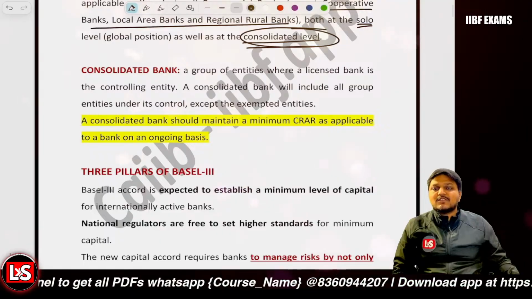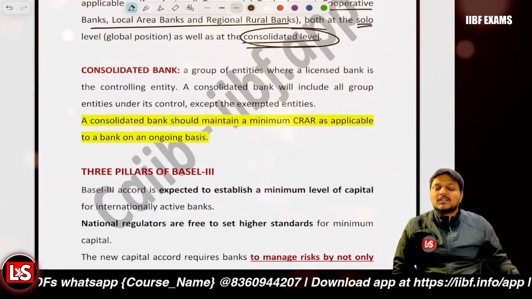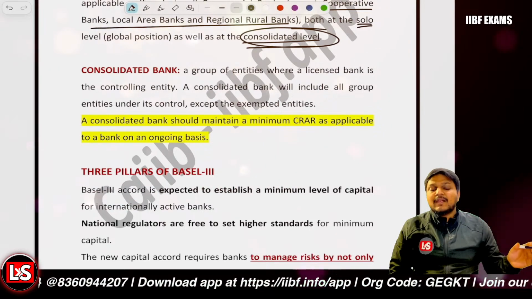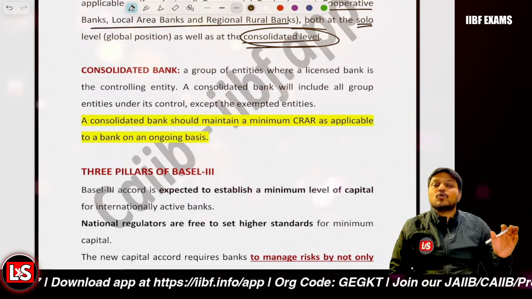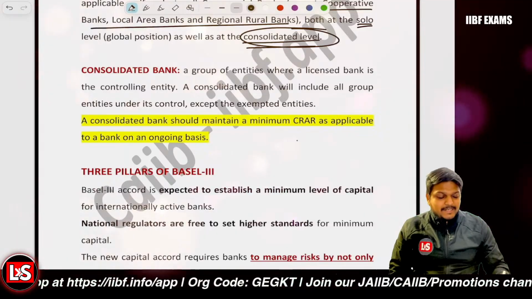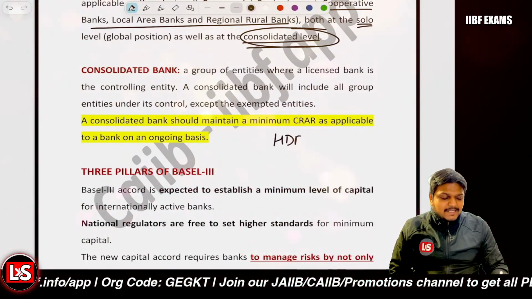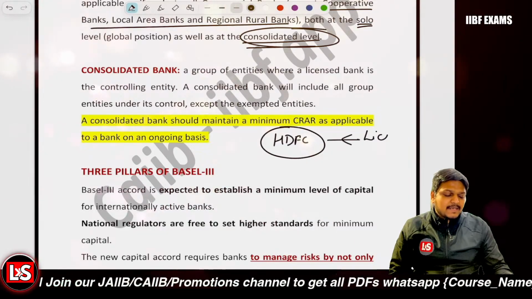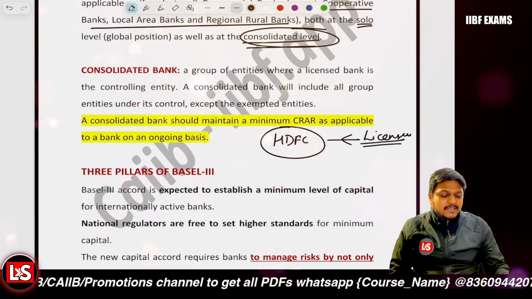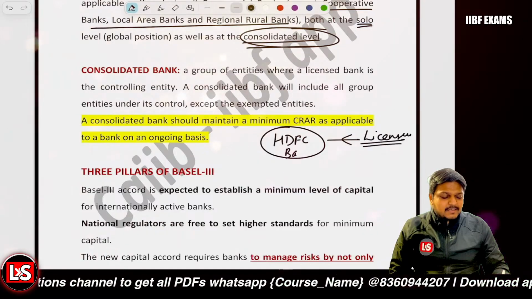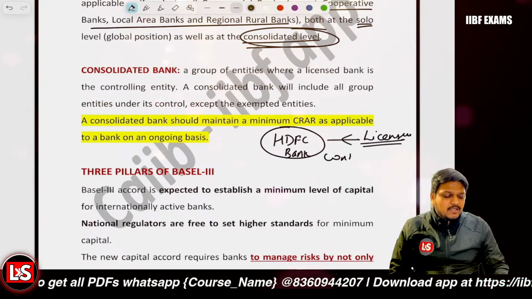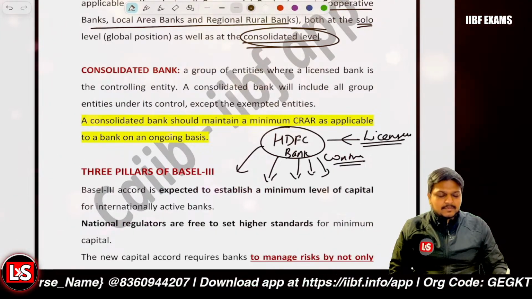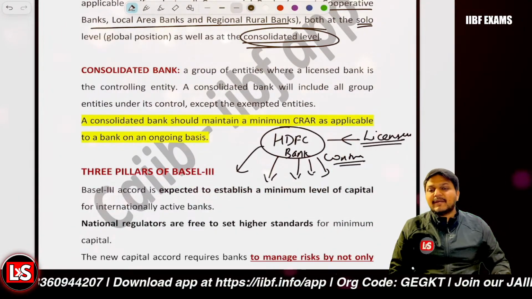Now, what's the definition of the consolidated bank? Consolidated bank means a group where a licensed bank is a controlling entity. So let's say we are talking about HDFC. HDFC Bank is a licensed entity, but it's a controlling entity of the other subsidiaries under the HDFC, right? So it's a consolidated bank.